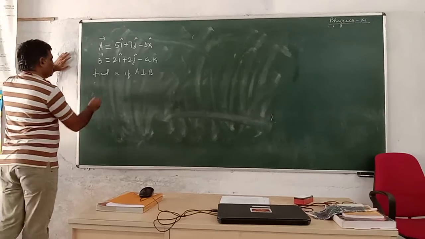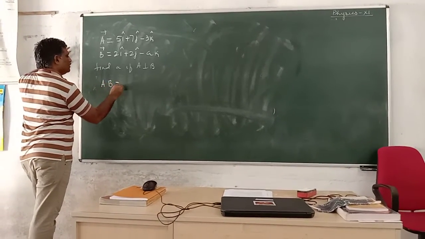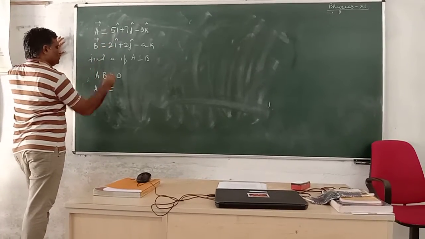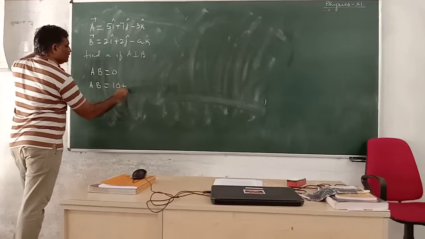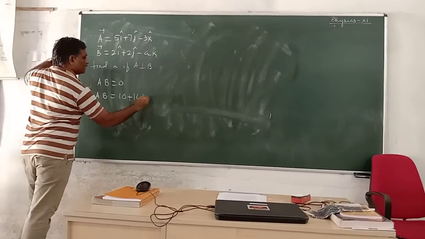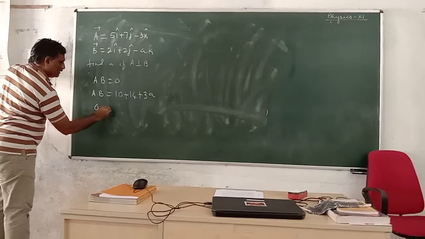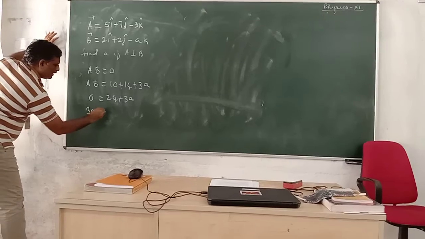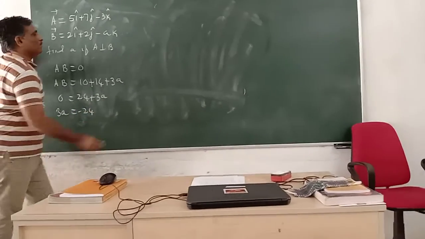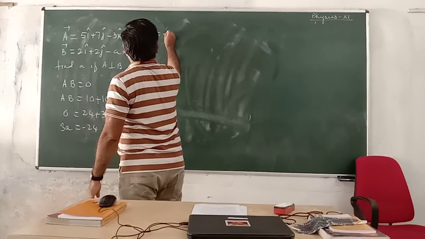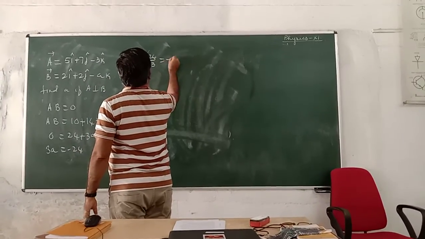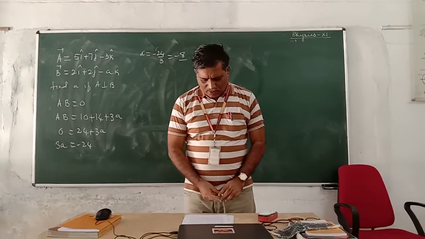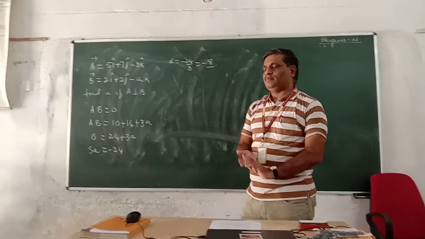When they are perpendicular, we know that A dot B is equal to 0. From this, A dot B is equal to this into this, 10, plus this into this, 14, minus 3a. So 0 is equal to 24 minus 3a. Therefore, 3a is equal to 24, and a is equal to 24 by 3, which is equal to 8. So the value of a we can find from this. Thank you.